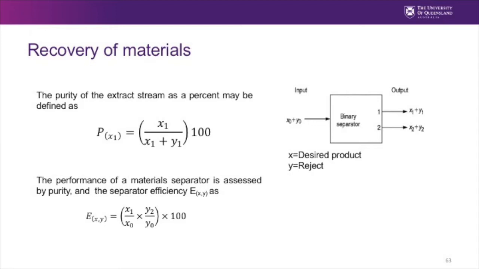So X0 and Y0 enter into the separator, and then we have an output where on the outlet number 1 is mostly the material that we aim to recover, and on the output 2 is the rejected material, but it can also contain some desired product depending on the efficiency, right? So now we're going again to the left side to explain what is the separator efficiency.